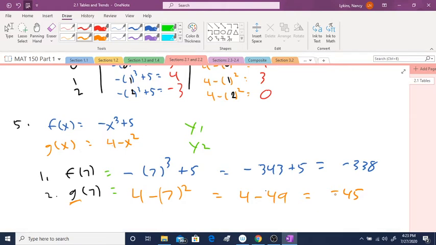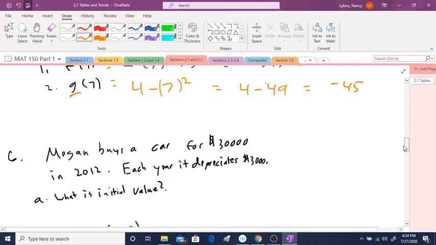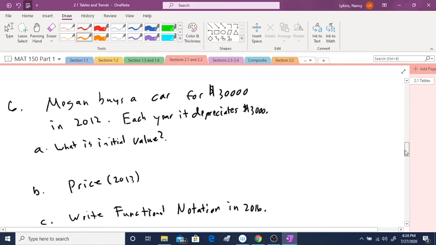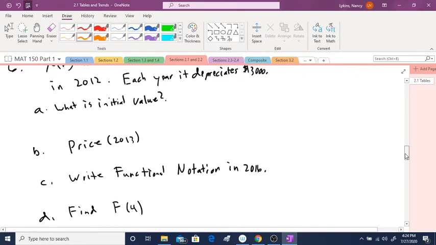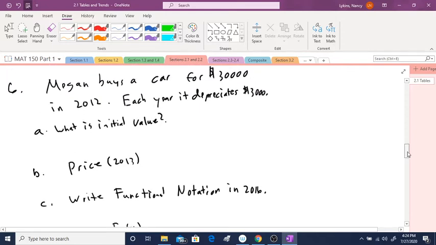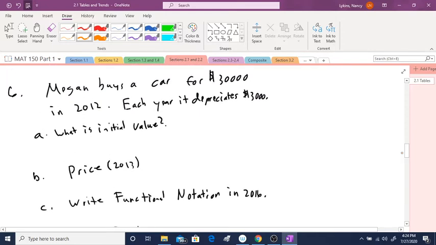Now I'm going to end this lesson on 2 word problems. Okay? Now the first word problem, instead of using all these different widgets and gadgets and everything that you see in examples, I'm going to say Megan buys a car for $30,000 in 2012. And each year it depreciates $3,000. Okay? And I'm asking several parts to this.